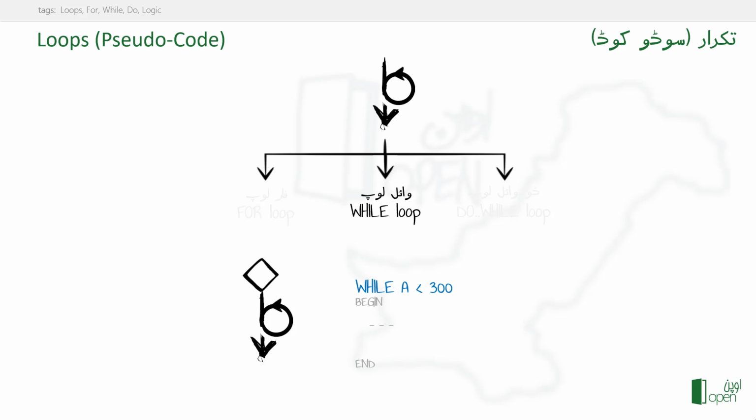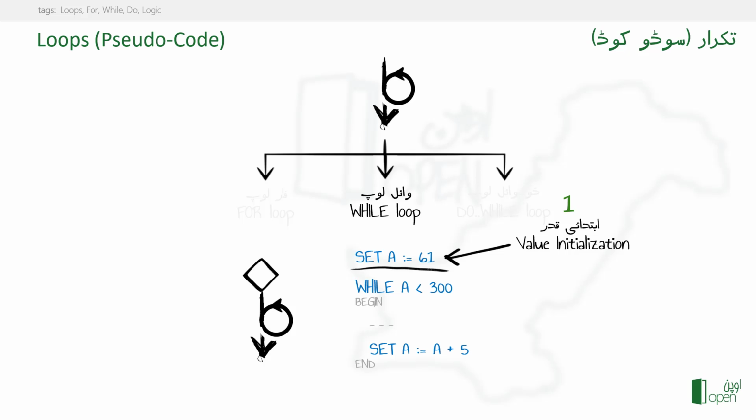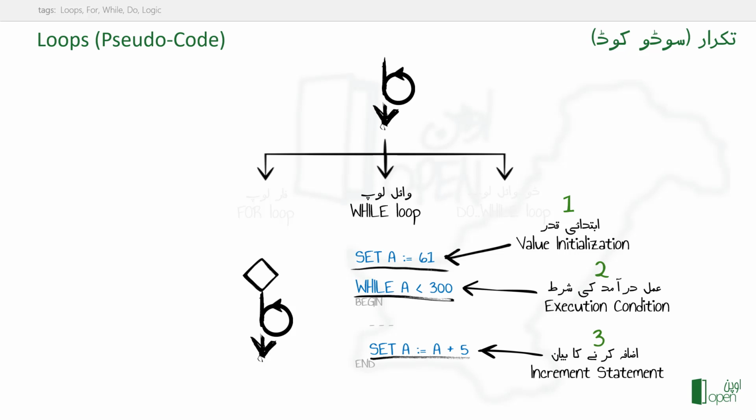In a while loop, a condition specifies that the loop executes only if a is less than 300. The value of a is incremented by 5, and the result is stored in variable a, as shown by the statement on your screen. Before a can be used in the while loop statement, it is initialized with a programming statement. The first statement is value initialization. The second statement is the execution condition, and the third statement is called the increment statement.